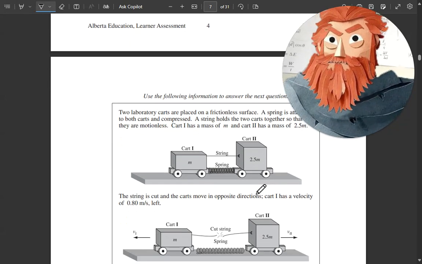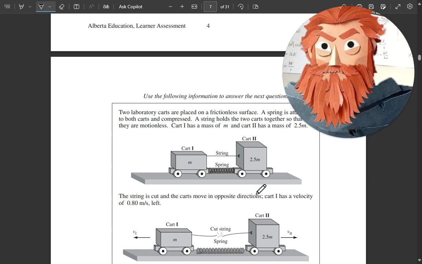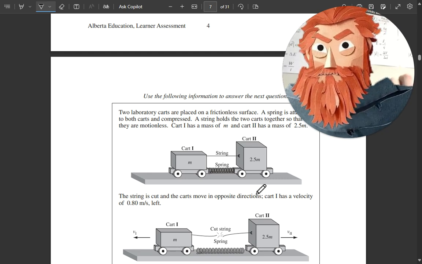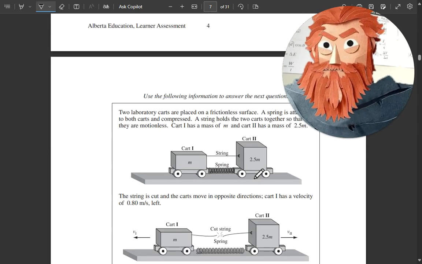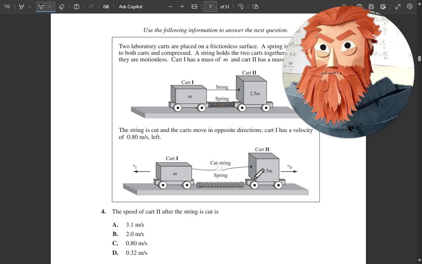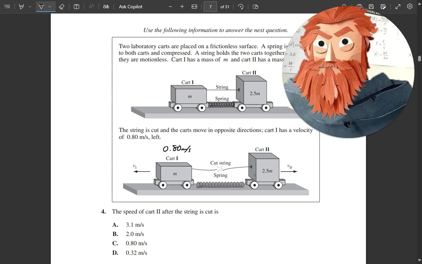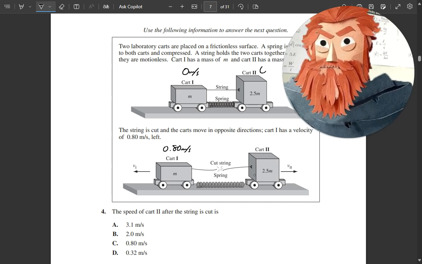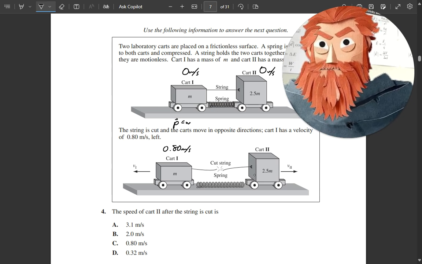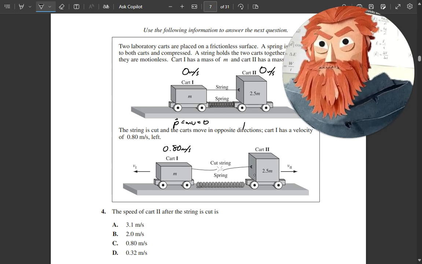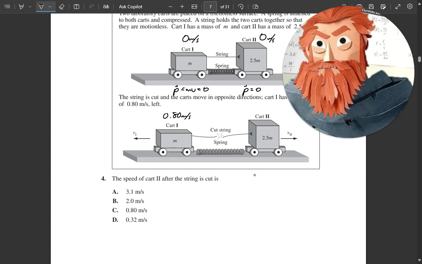Okay, so we got two laboratory carts here on a frictionless surface. The spring attached to both is compressed, it holds them together, and then the string is cut, one cart moves 0.8. They're probably going to ask us what happens to the other cart. Just one question? Yeah, just one question. What's the speed of the other cart? So cart 1, I'm just going to write the speed beside it. Afterwards, to start off with, they're both 0, right? And since they're both 0, their momentums, which is mass times velocity, is 0 for both of these, right? So the sum of the momentums is going to add up to 0. So that's going to be very useful.